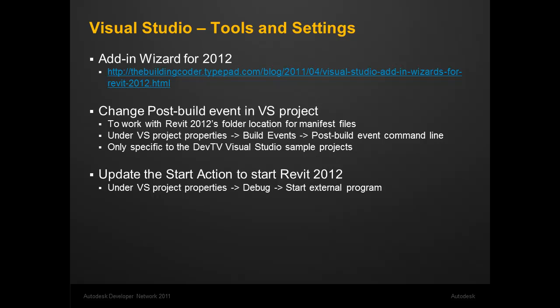To do this, go to the Visual Studio Project's Property Settings, under Build Events, Post-Build Event command line. You can update this to reflect Revit 2012 instead of Revit 2011. This is needed for the samples which contain a post-build settings and are being migrated from Revit 2011 to Revit 2012. Since the DevTV samples also contain start action for the Visual Studio project, we need to update the path of the Revit executable file in the Start External Program Settings in the Debug tab under Visual Studio Project Properties.